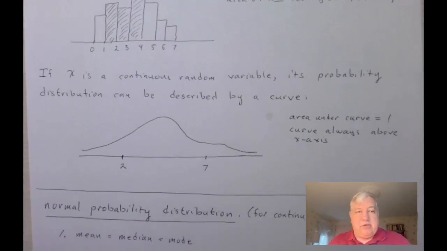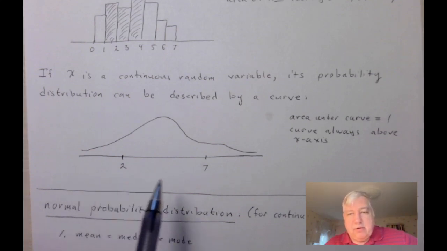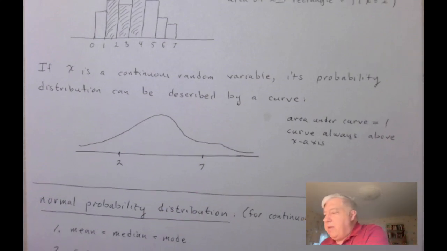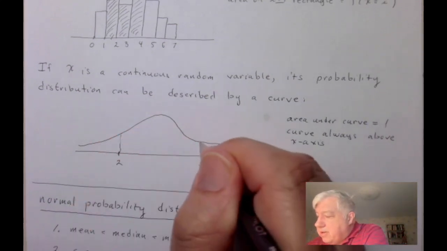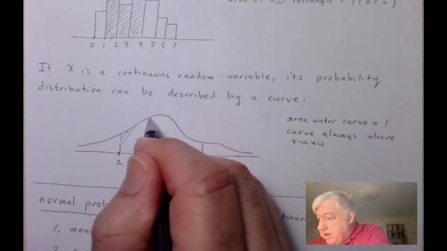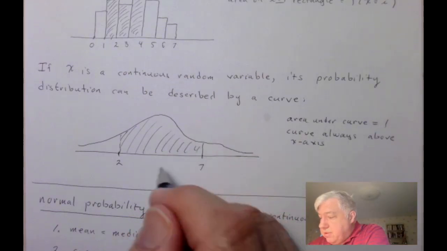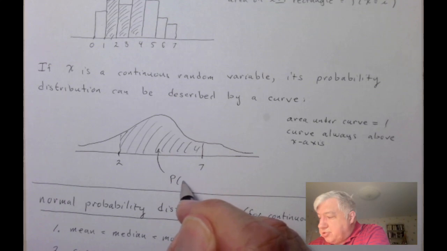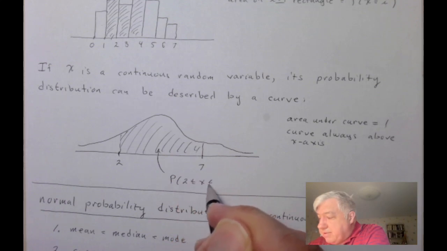So if x is a continuous random variable, this probability distribution can be described by this curve, where the area under the curve has to be exactly 1, otherwise we can't use it. And the curve is always above the x-axis. Then if we took the area between the vertical lines at x equals 2 and x equals 7, this area here would represent the probability that x is between 2 and 7.